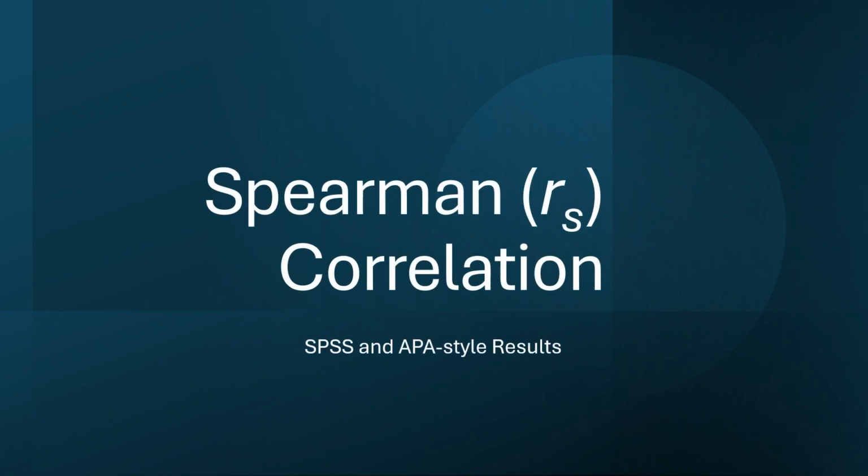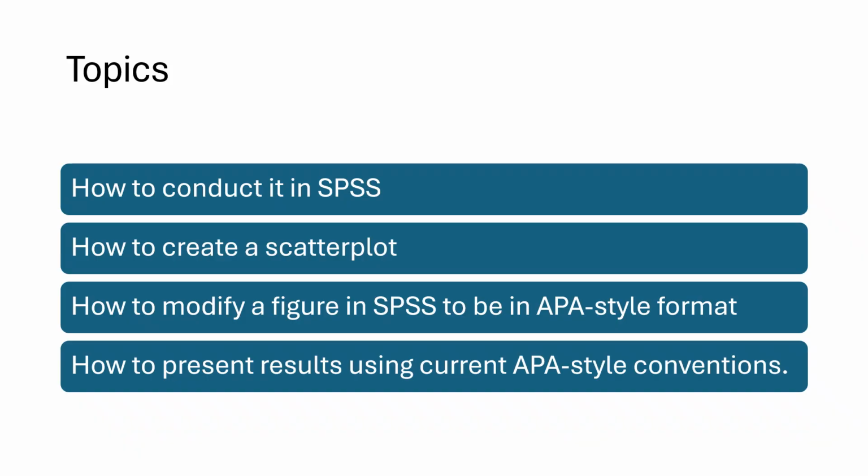Hello and welcome to my lecture on how to conduct a Spearman correlation in SPSS and write up the results. We're going to talk about how to conduct a Spearman test in SPSS, how to create a scatter plot, and then how to modify that scatter plot to be in APA format, and how to present all of those results using current APA style conventions.